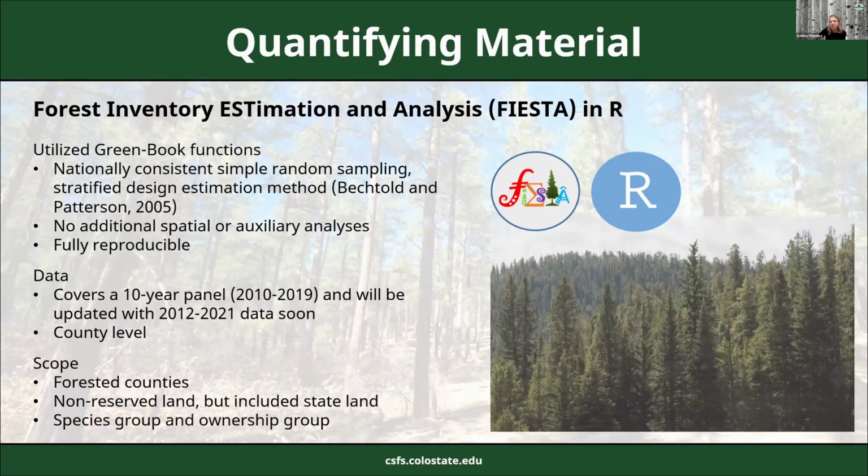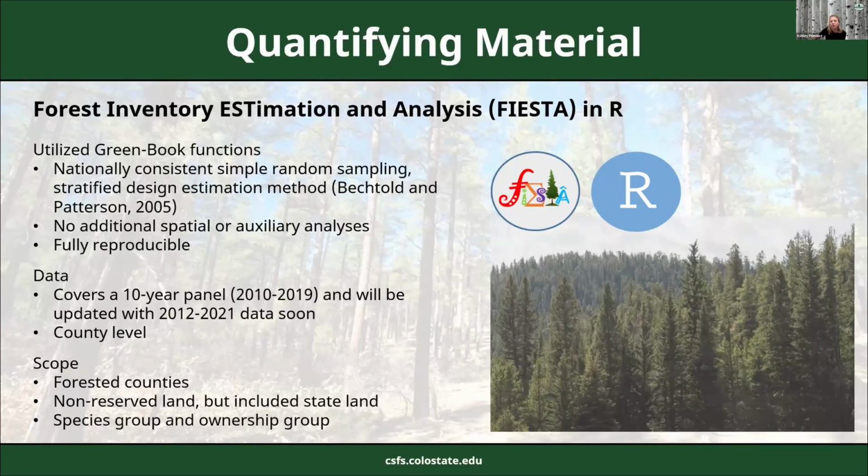And then our estimates are calculated at the individual county level, but we also were able, from using the Green Book functions, to aggregate them into the 4 different Colorado State Forest Service regions, which are made up of groups of counties, and then also to the state level. And so we focused on forested counties, which meant much of the eastern half of the state is excluded.